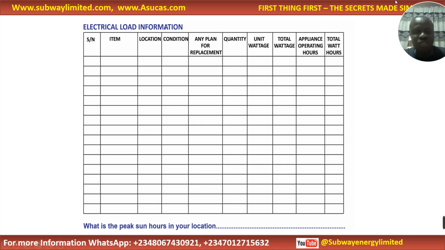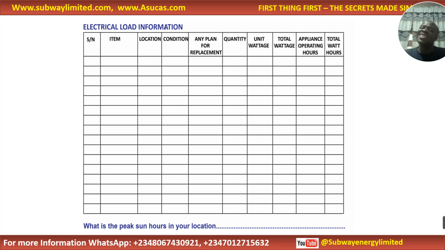So condition means, what is the condition? Is it in good condition or is it in bad condition? Is it working or not? Because if you go for a power audit and this electrical load is not working, when you install solar and they start seeing solar 24 hours, they carry that faulty electrical load, go and fix it, come and add it to the solar system. It will affect the installation, because when you did the auditing, you did not include that in the list of electrical load that will be powered by the solar.